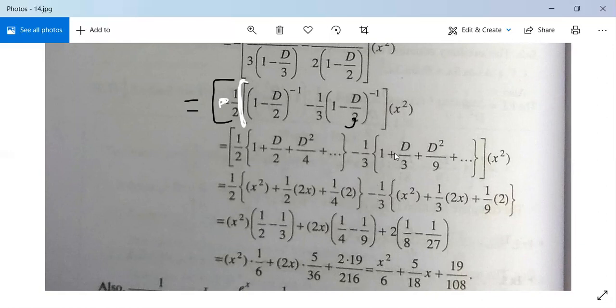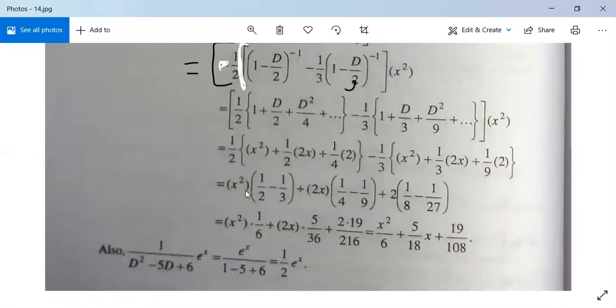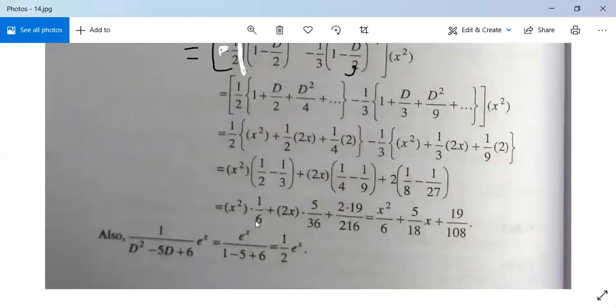Next, minus 1/3 x² plus 1/3 D of x², which is 2x, plus 1/9 D² of x², which is 2. So it is x² (1/2 - 1/3) + 2x (1/4 - 1/9) + 2 (1/8 - 1/27). So its simplification gives you x²/6 + 5x/18 + 19/108.